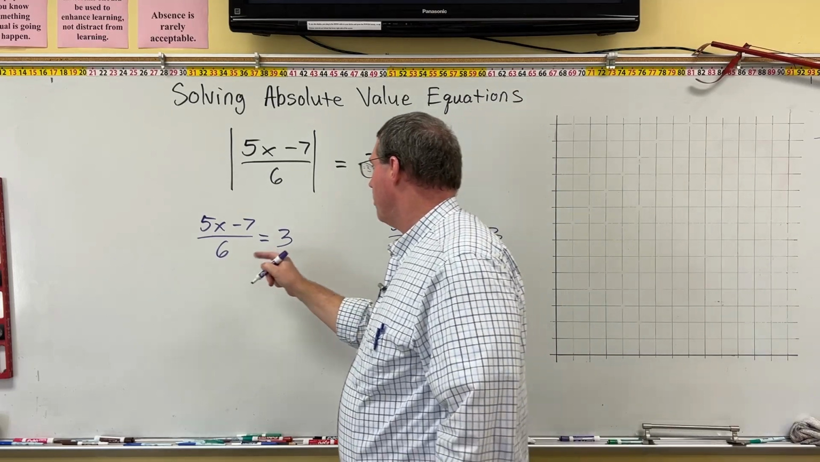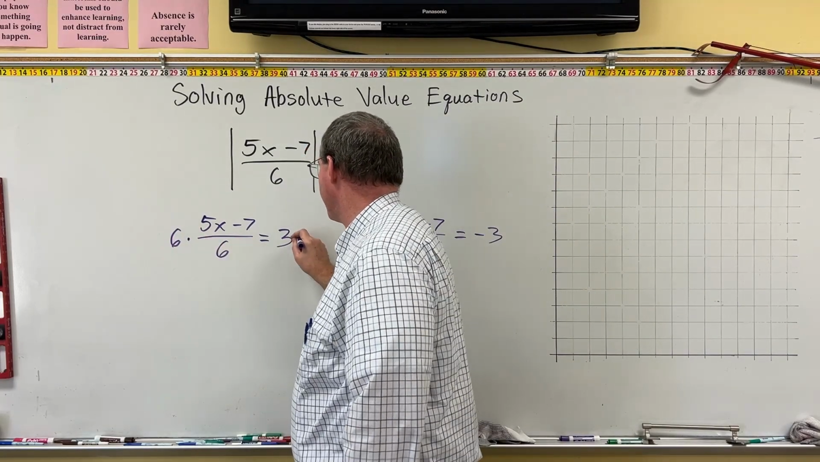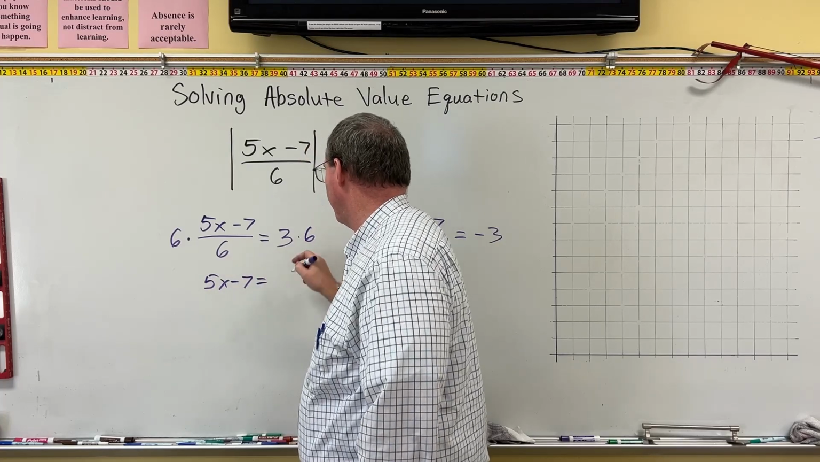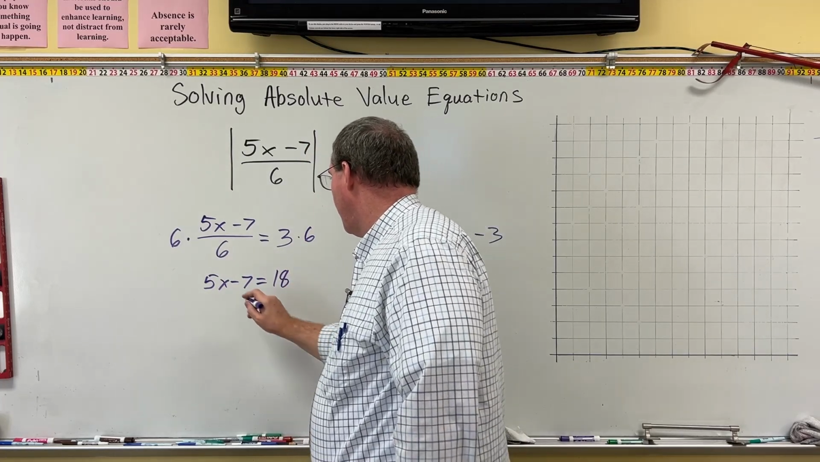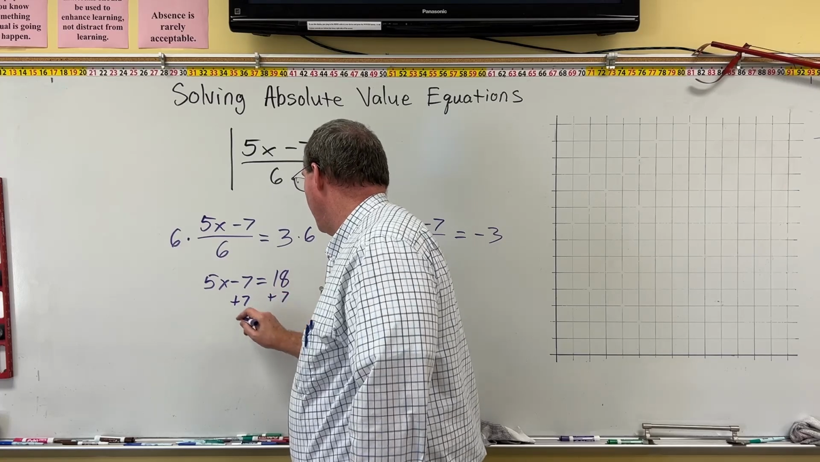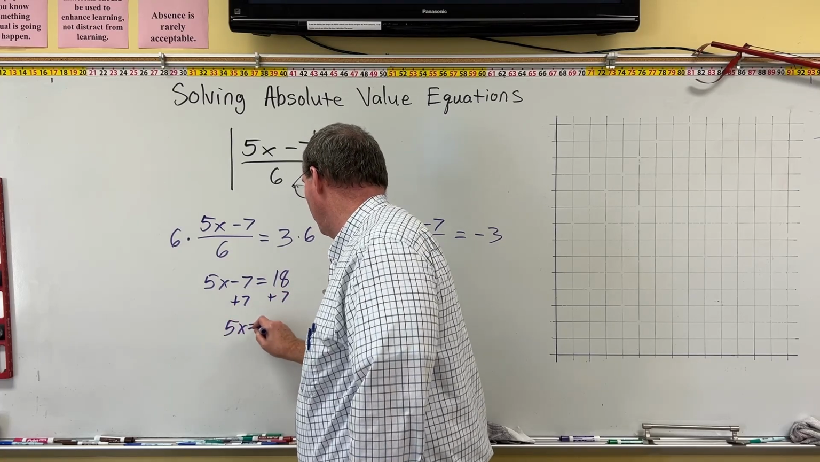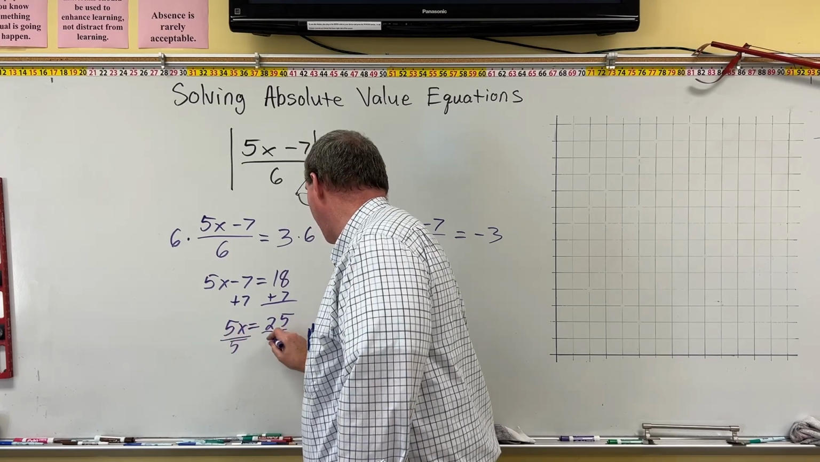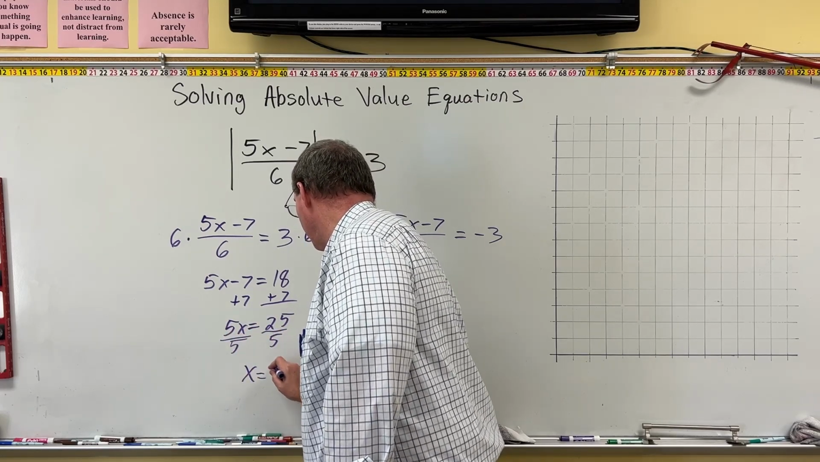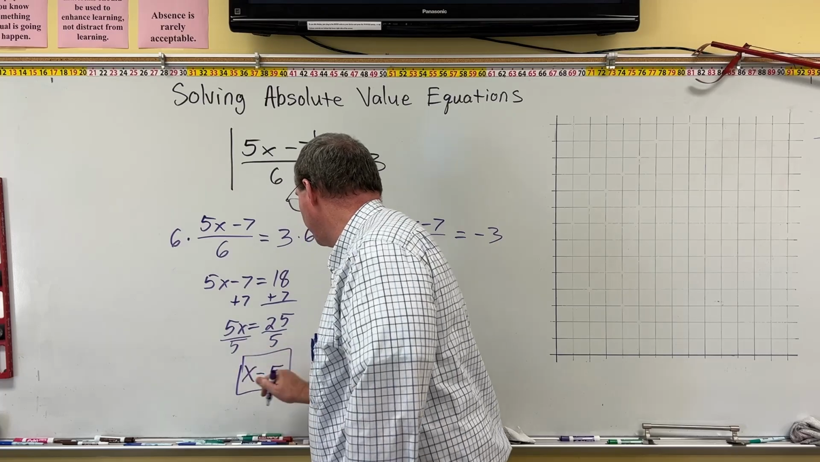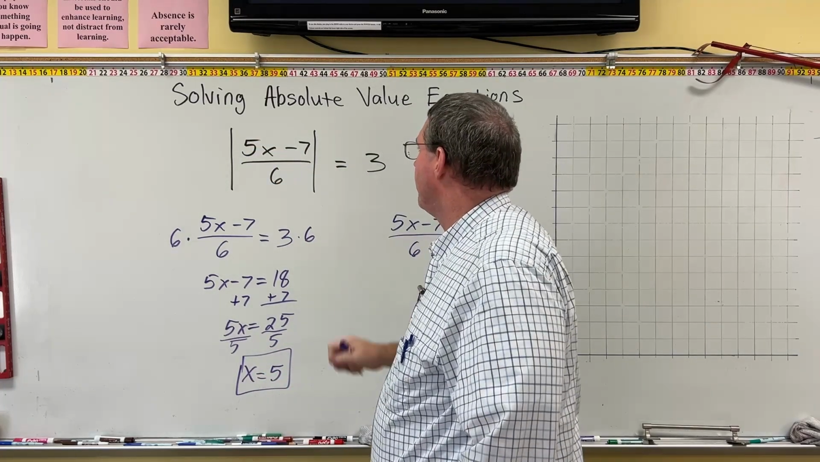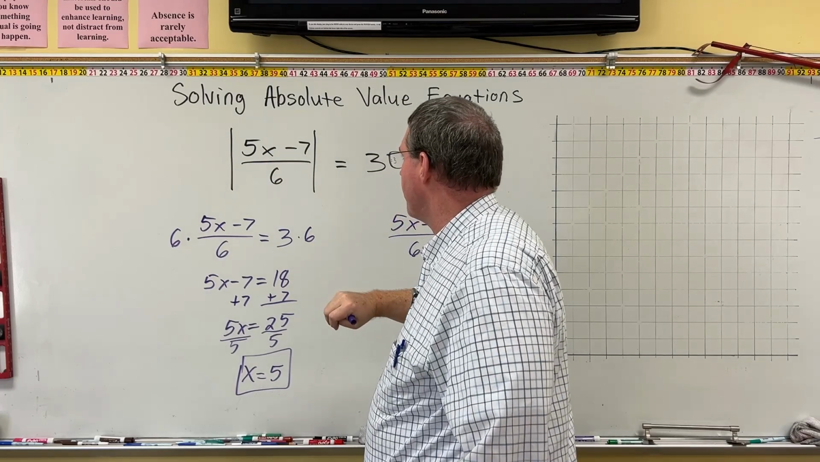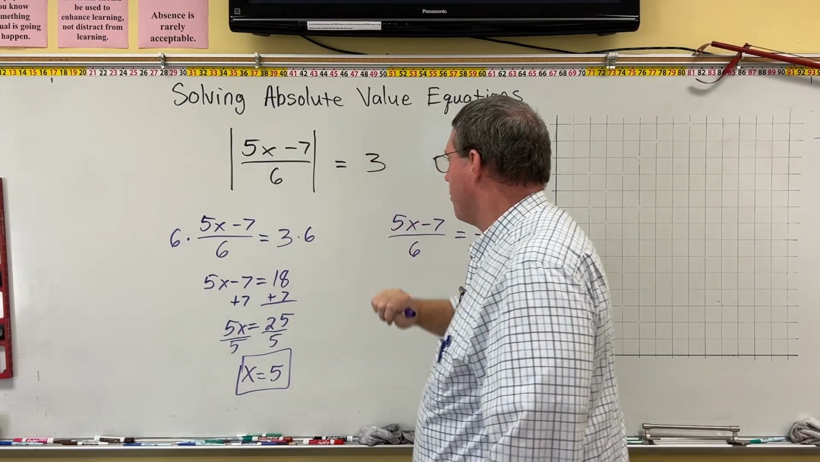So here we're going to get rid of the denominator, so we're going to multiply by 6 on both sides. And that's going to give us 5x minus 7 is equal to 3 times 6 is 18. Now we're going to add 7 to both sides, and we get 5x is equal to 18 plus 7 is 25. Divide by 5 on both sides, and we get x is equal to 5. And just to make sure, we can throw a 5 in here. 5 times 5 is 25. 25 minus 7 is 18. 18 divided by 6 is 3. Absolute value of 3 is 3.